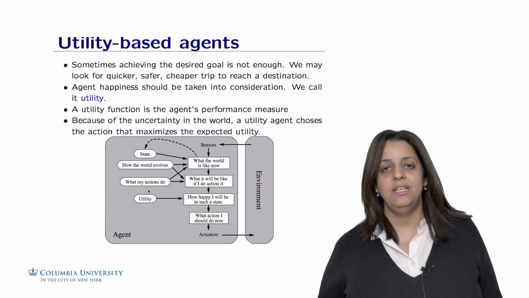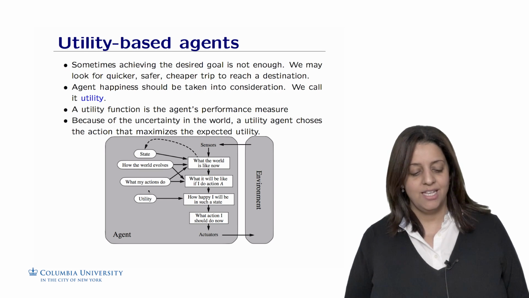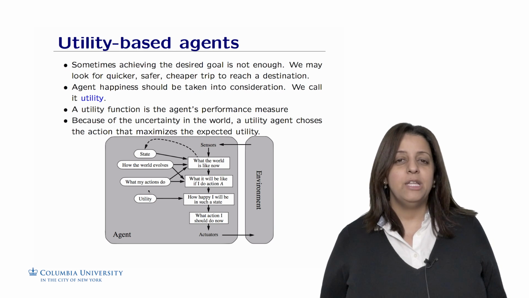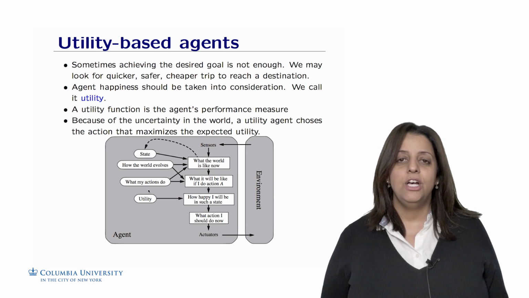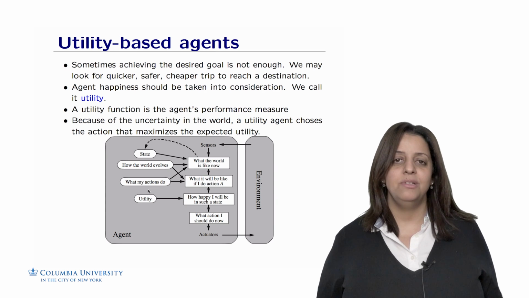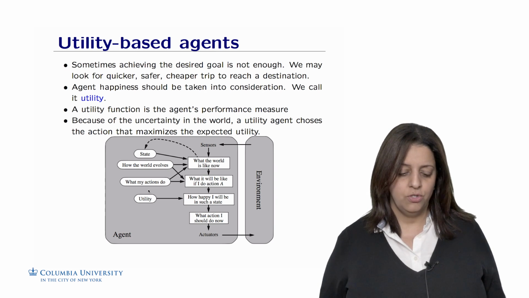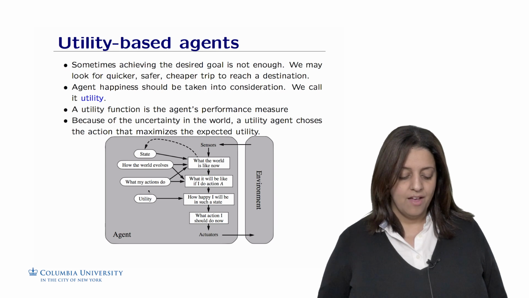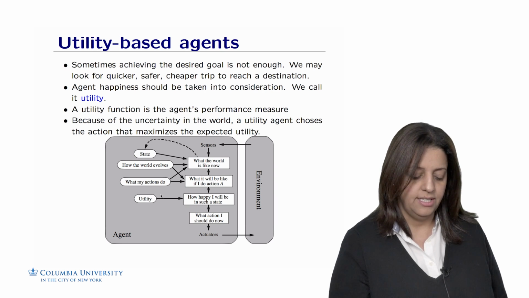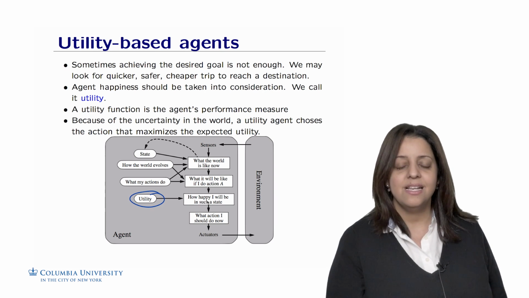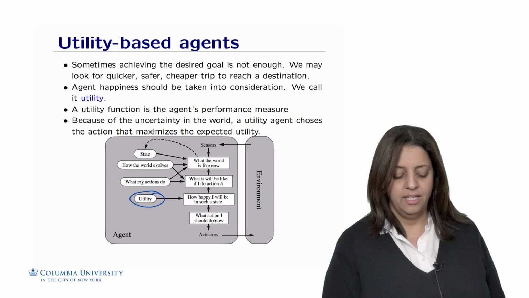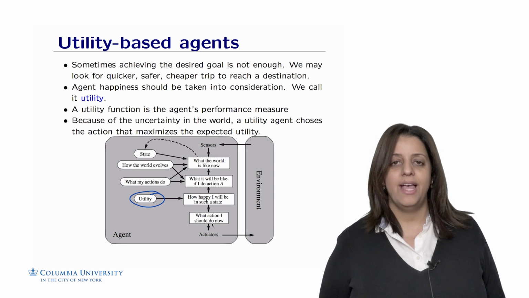We call it utility if you use the economics and computer science jargon. The utility function is the agent's performance measure. But because of the uncertainty of the world, a utility agent chooses the action that maximizes not simply the utility, but the expected or the average utility. So in the case of the agent, we're going to have the utility function that assesses how happy the agent is in such a state. And based on this utility, it will decide what actions to do through the actuators.